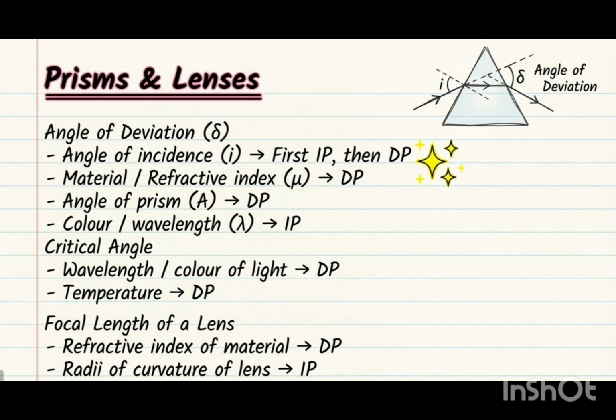A convex lens converges parallel light rays and forms a real focus. A concave lens diverges light rays and forms a virtual focus. Ray diagrams of these lenses are extremely important for board examinations and must be practiced carefully.